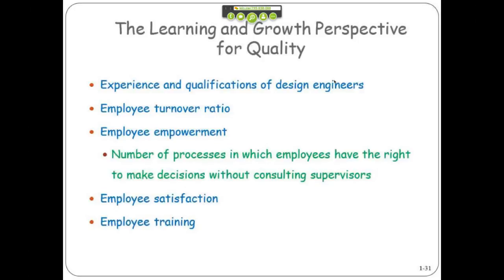Some general metrics: the qualification and experience of your engineers, employee turnover rate, and some measurement of employee empowerment. Do the employees have the right to make decisions, or does everything have to be walked up the organization structure? Employee satisfaction, number of training hours, etc. are all quality-related learning and growth.